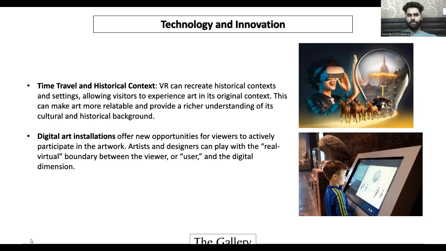Digital art installations offer new opportunities for viewers to actively participate in the artwork. Artists and designers can play with the boundary between the viewer or user and the digital dimension.